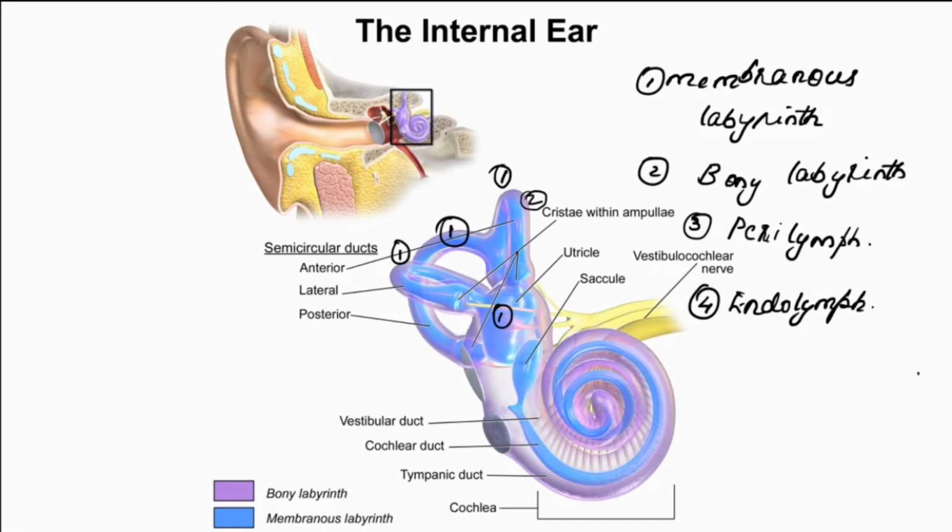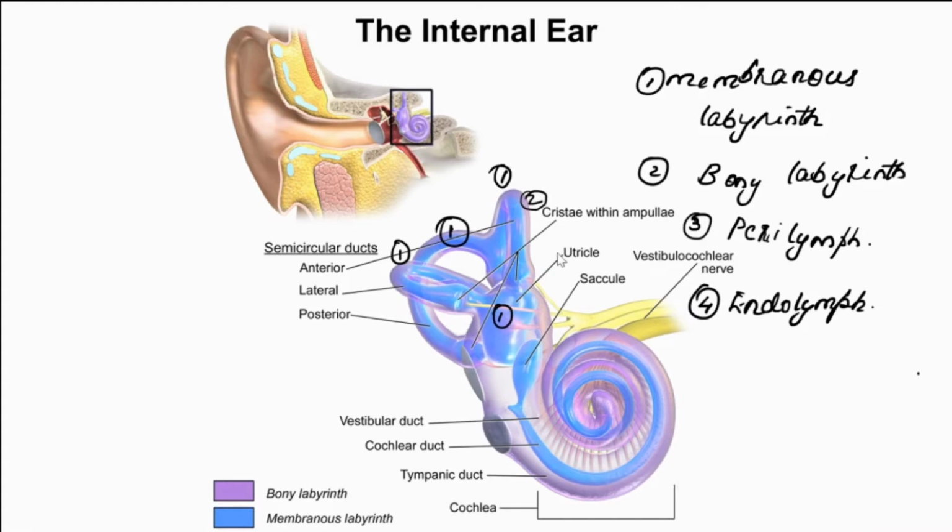So I think it's very clear to you: the membranous labyrinth is the interconnected membranous canal seen in the inner ear, and the bony labyrinth is the cover over that membranous labyrinth. Then there are two more terms here, perilymph and endolymph. These are two types of fluids, and we need to see where they are found. First, perilymph. Perilymph is the fluid present between the membranous labyrinth and the bony labyrinth.